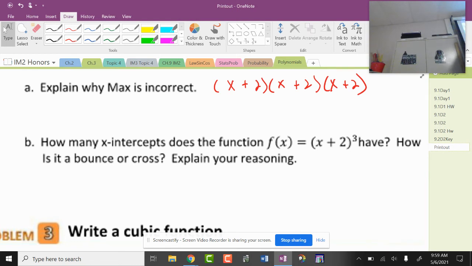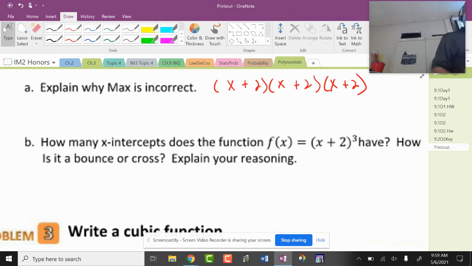How many x-intercepts does x plus 2 cubed have? Interesting. Last hour got this wrong. Okay, so how many people think it's 1? Raise your hand. Ooh, interesting. How many people think it's 2? How many people think it's 3? Raise your hand. You better raise your hand one way or the other. You didn't raise your hand. Which one is it? Okay, good.